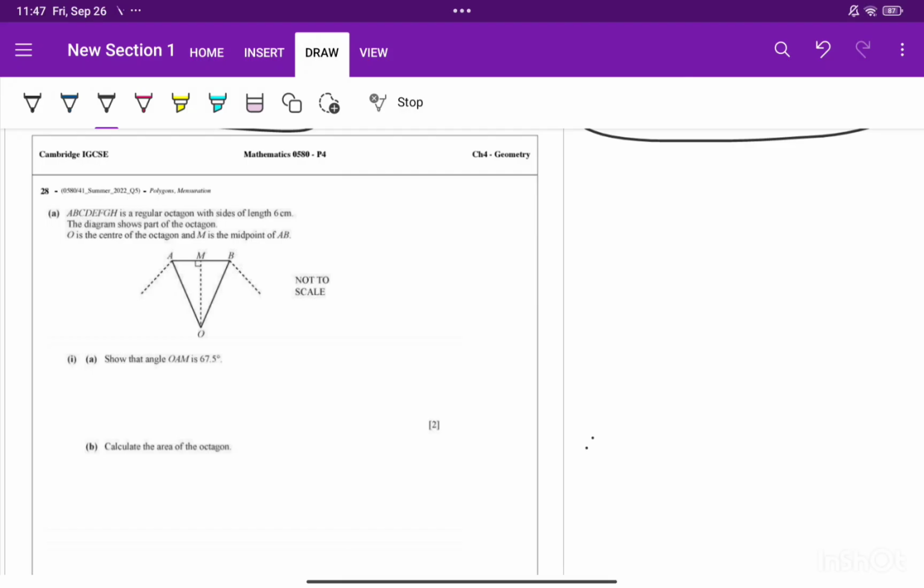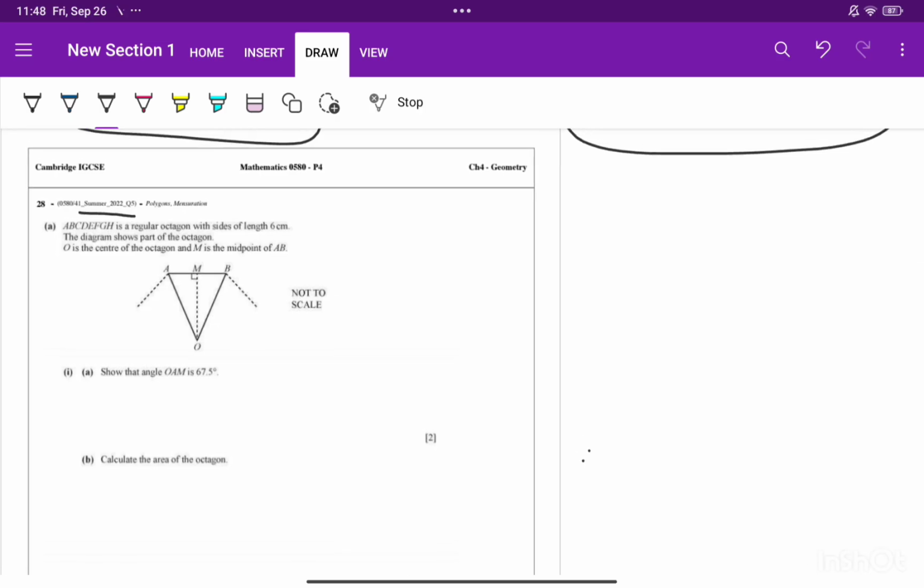Question number 28 is taken from May June 2022, Question 5. A, B, C, D, E, F, G, H is a regular octagon. So an octagon has 8 sides, with a side of length 6. So AB will be 6. Let me draw over here. This will be 6 centimeter.